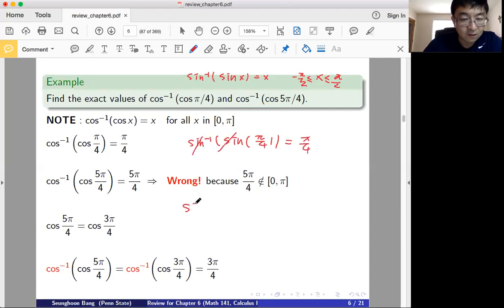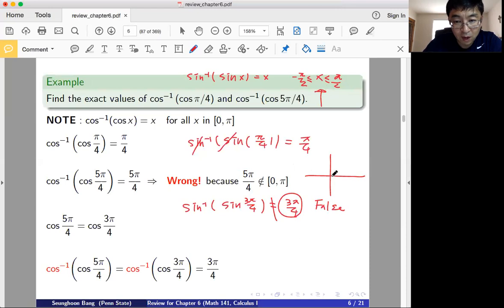So one more. Inverse sine of sine 3 pi over 4. Is it right? Is this true or false? This is false, because 3 pi over 4 is not in the domain. Not in the domain? No. So you can use a similar idea. Here, you can draw 3 pi over 4, the angle 3 pi over 4.